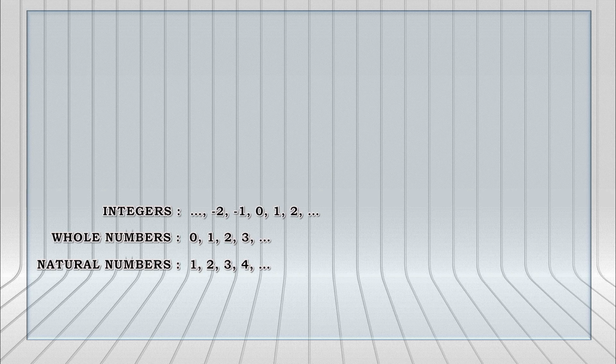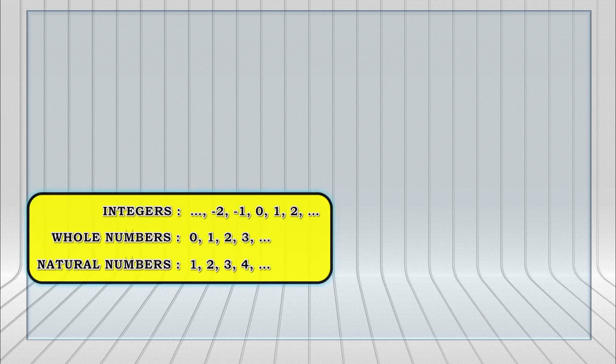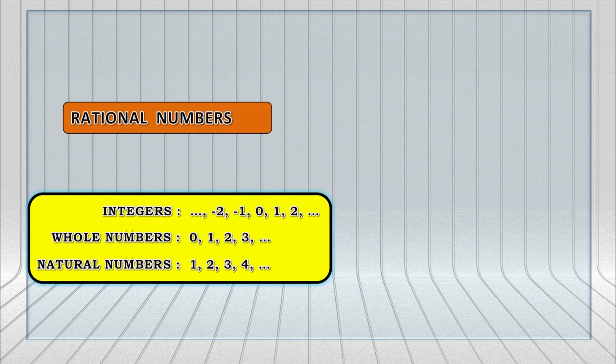Now you already know that natural numbers are 1, 2, 3, 4, the counting numbers. Whole numbers are 0, 1, 2, 3, 4, etc. Integers are the negative numbers, 0, and 1, 2, 3, 4, etc. So this set of numbers belongs to the rational numbers.